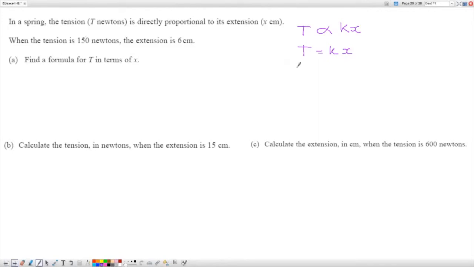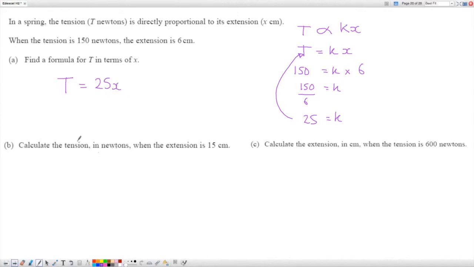We've got some values for our tension, 150 is equal to K times x, the extension, 6. Substituting our values, we can find our answer for K. 150 divided by 6 gives us our numerical value for K as 25. Put that back into here and we have our formula T equals 25x.